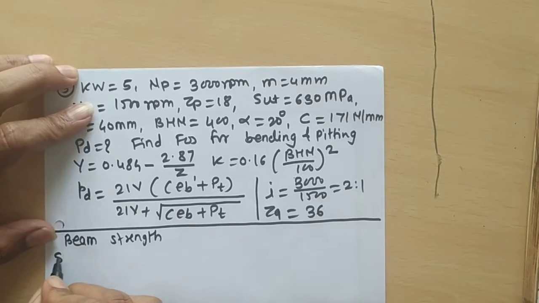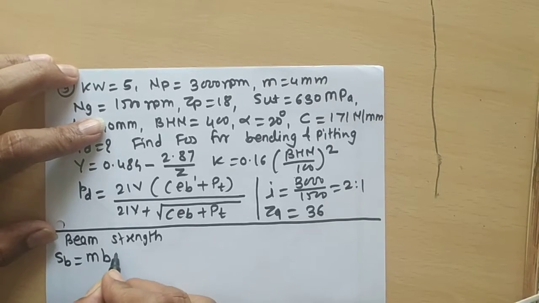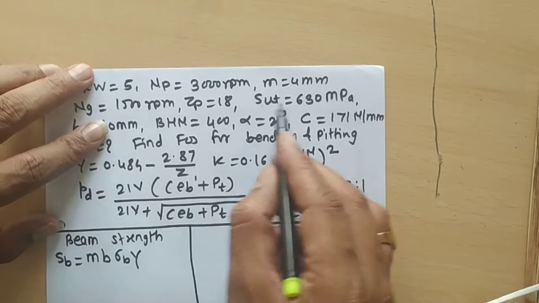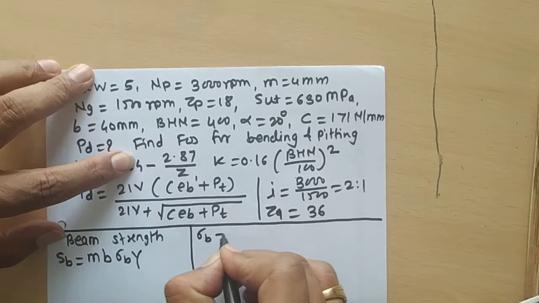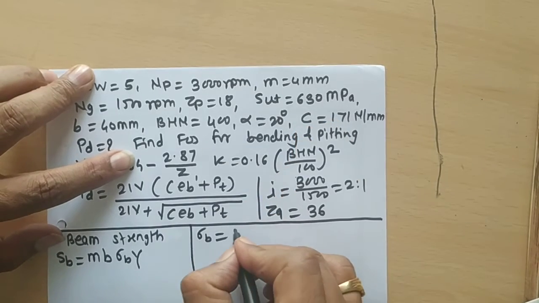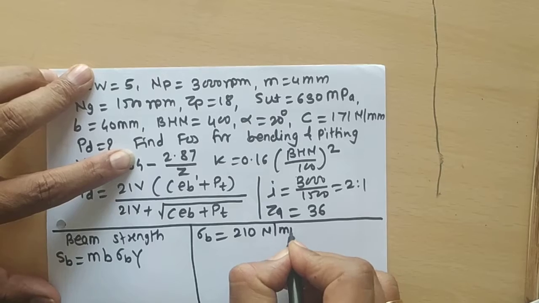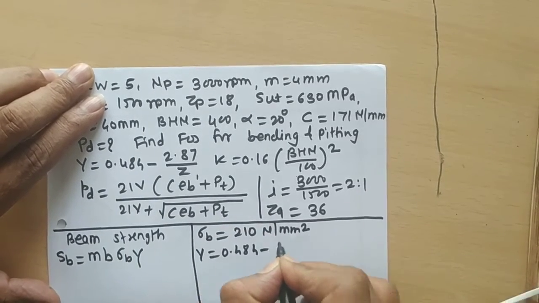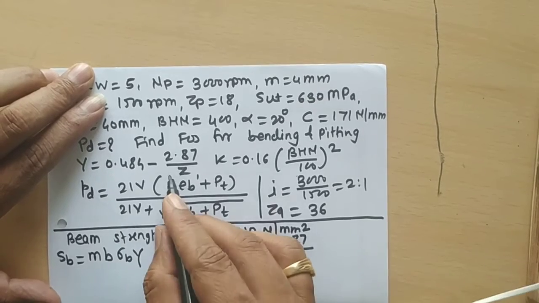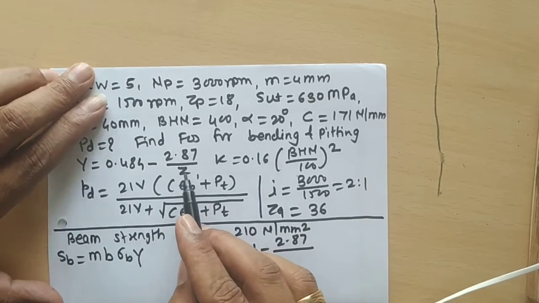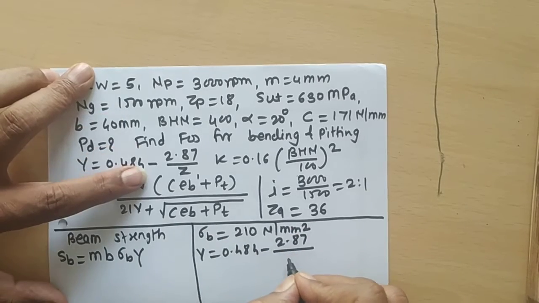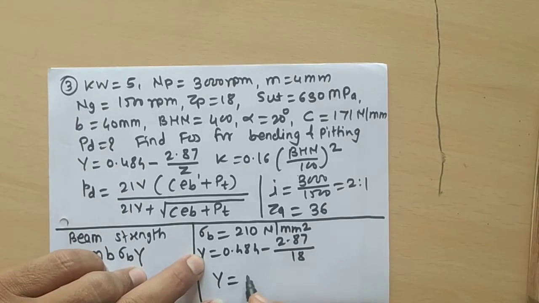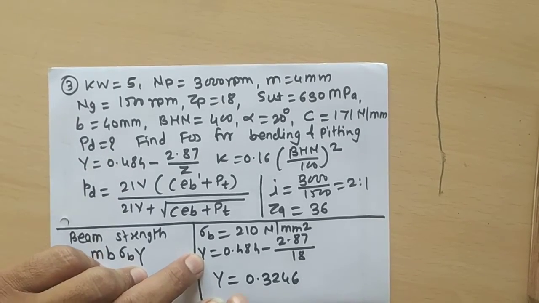For beam strength, SB is equal to M B sigma B Y. For this, SUT is given, therefore sigma B is equal to SUT upon 3, that is 210 Newton per mm square. Then Y is equal to 0.484 minus 2.87 upon ZP. Because both gears are made of the same material, the pinion is weaker, therefore consider ZP. ZP is 18. From this find out the value of Y. Y is equal to 0.3246.